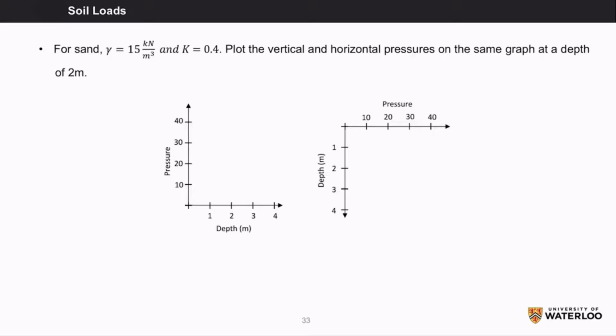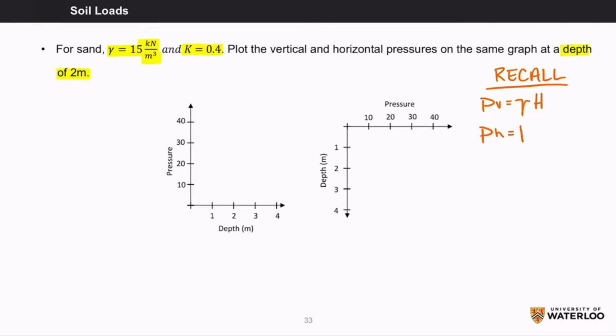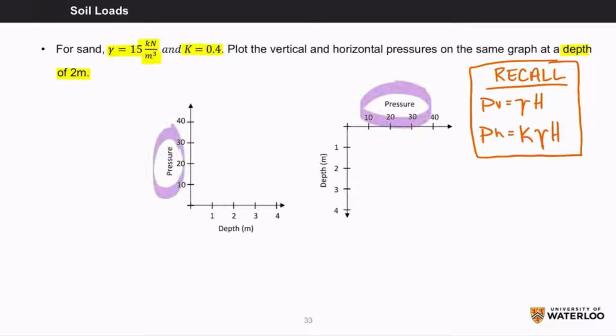For sand, its weight density is 15 kilonewtons per meter cubed and its K value is 0.4. Plot the vertical and horizontal pressures on the same graph at a depth of 2 meters. First, let's recall the equations from the previous slide. There are two graphs below. The only difference between the two is that pressure and depth have switched x and y coordinates.